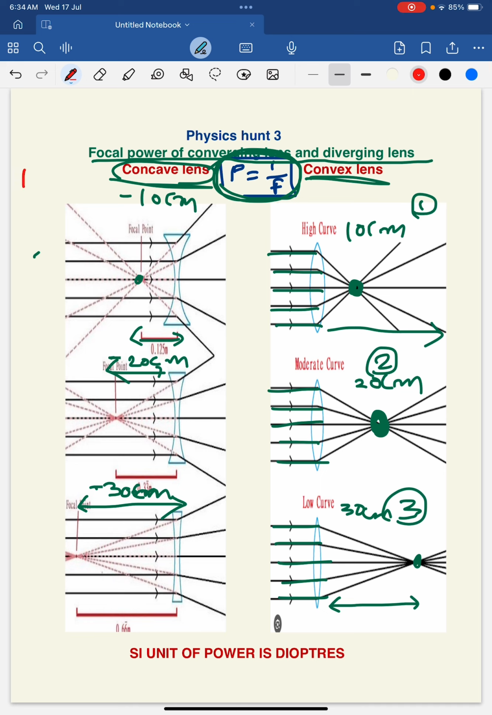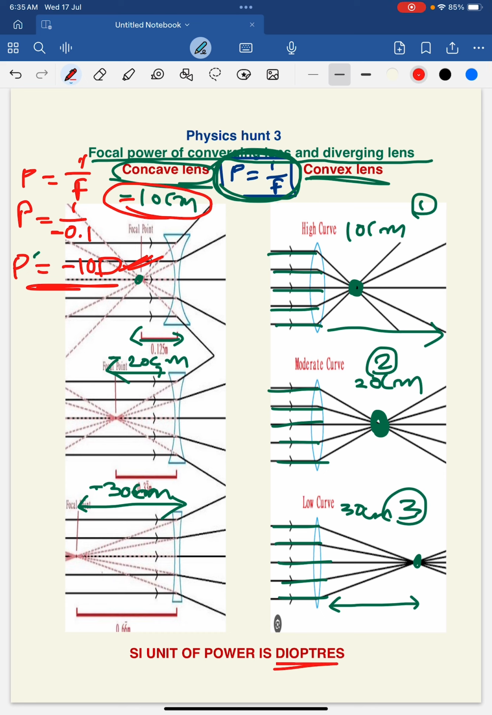Yes, thank you. So power P is equal to 1 by f, correct or not? For the first diagram, what is the focal length value? Minus 10 centimeter. Just convert the 10 centimeter into meters, you will get 1 by minus 0.1 meter. If you simplify this, you will get minus 10 diopter.